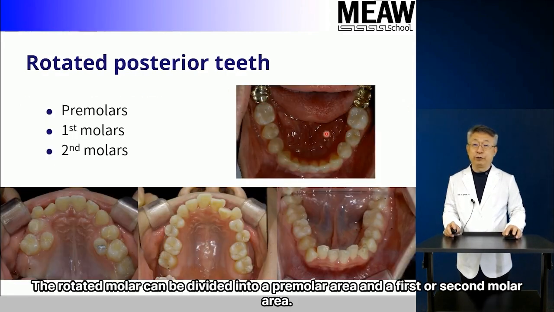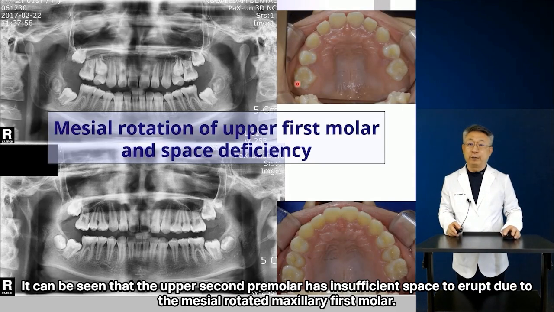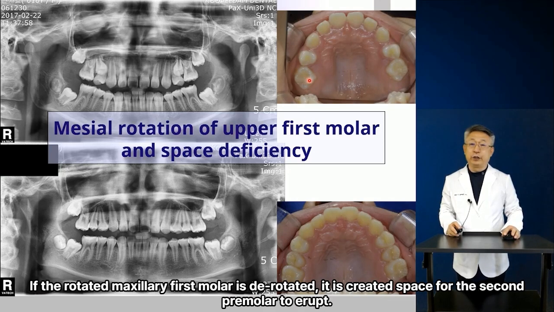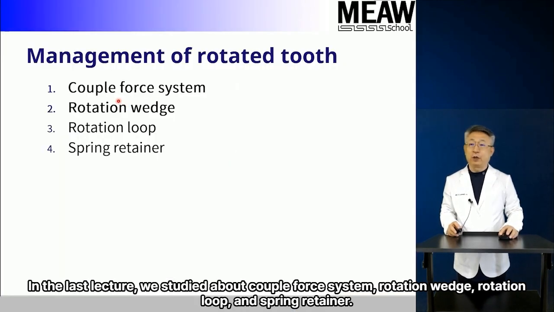The rotated molar can be divided into a premolar area and a first or second molar area. It can be seen that the upper second premolar has insufficient space to erupt due to the mesially rotated maxillary first molar. If the rotated maxillary first molar is derotated, it creates space for the second premolar to erupt. In the last lecture, we studied the couple force system, rotation wedge, rotation loop, and spring retainer.